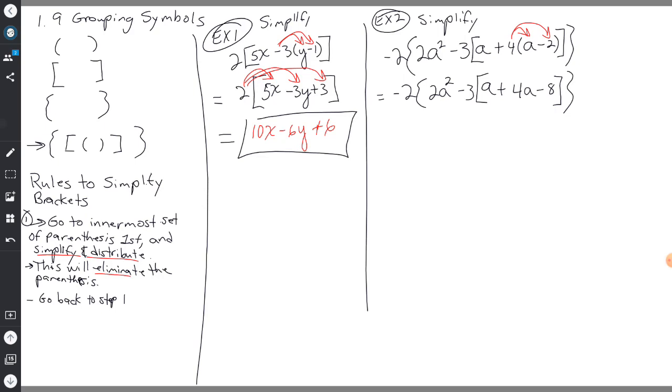Okay, we go back to the inner parentheses. And now we do, like you said, we can combine the a's because they're the same power. And remember that this is 1a. So that gives us 5a minus 8. Let's put the same brackets back.